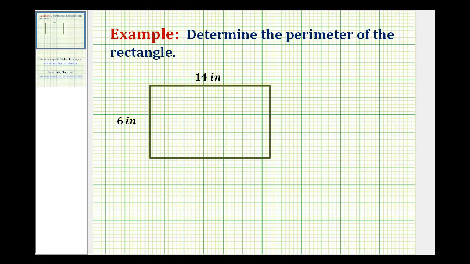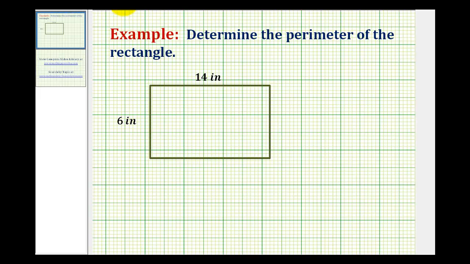We want to determine the perimeter of the given rectangle. The perimeter of a polygon is the distance around the outside and can be found by determining the sum of the lengths of the sides. So for a rectangle, to determine the perimeter, we need to sum the lengths of the four sides.